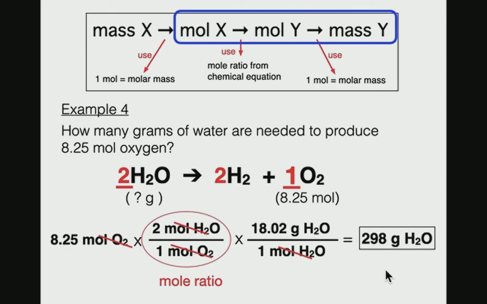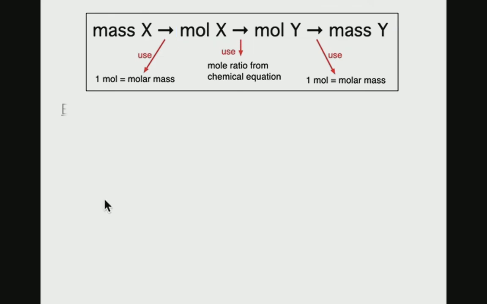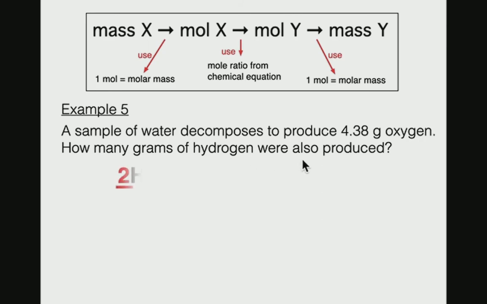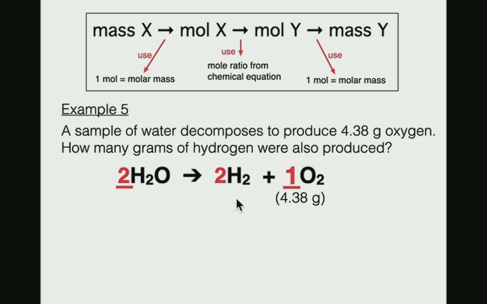Okay, now for all the problems we've done so far, it's been a reactant, how many grams of a product, or it gives us information about a reactant and asks about a product or vice versa. But you could ask something about 2 products or 2 reactants. So in this problem, a sample of water decomposes to produce 4.38 grams of oxygen. How many grams of hydrogen were also produced? So in this case, you're given the mass of one product and you're asked what mass of another product you're going to also make.